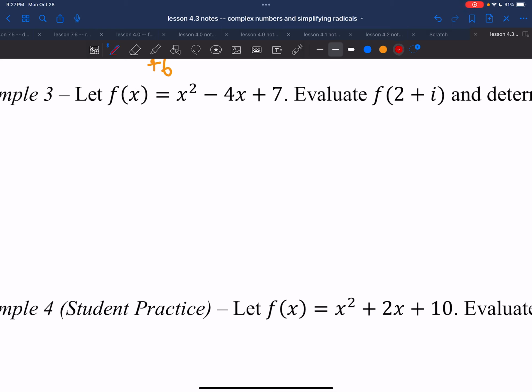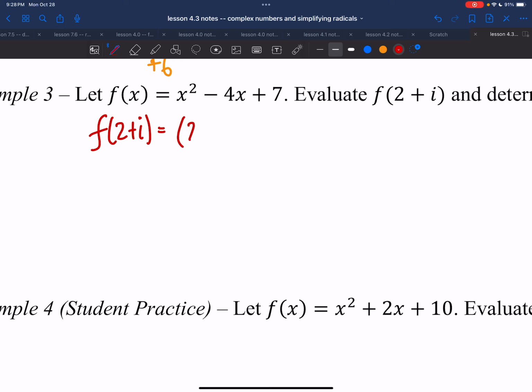Like if f of x is some expression, what's f of 3? Well, f of 3 means to substitute x with 3. So every x that's in the equation becomes a 3. So it's 3 squared minus 4 times 3 plus 7, right? So when you say f of 2 plus i, that means to substitute x with 2 plus i.